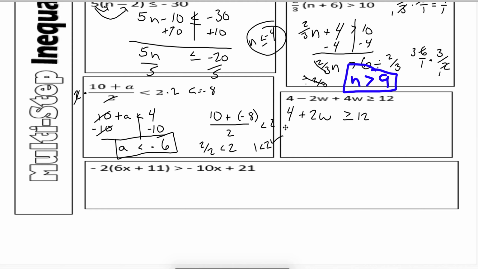And then we got a couple steps here. You can get rid of this positive 4 by subtracting 4 from both sides. We're left with 2w is greater than or equal to 12 minus 4. What's 12 minus 4? It's 8. It's an even number, which makes this nice and easy. We're going to divide both sides by 2. 2 divided by 2 is 1, so we cancel them out. w is greater than or equal to 8 divided by 2, which is 4. And that's it. You're all done.